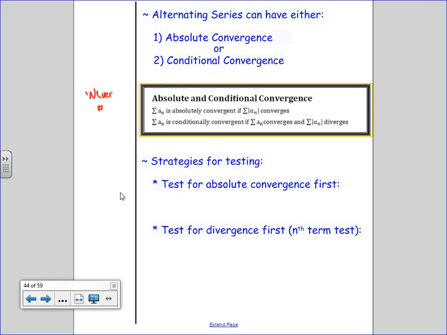Alternating series can have different types of convergence. Alternating series can have absolute, or it can have conditional.